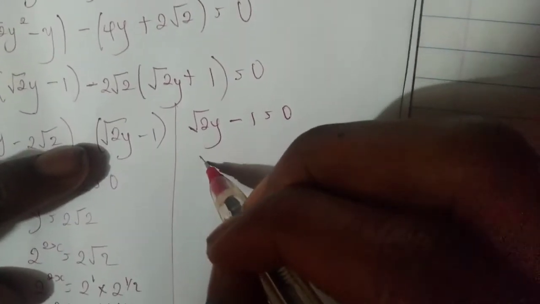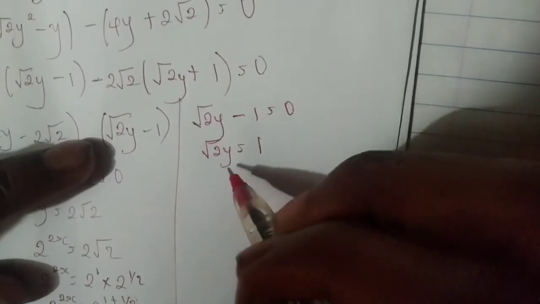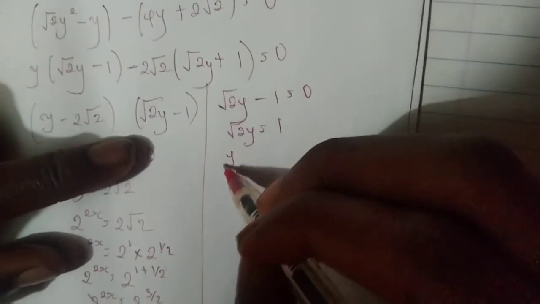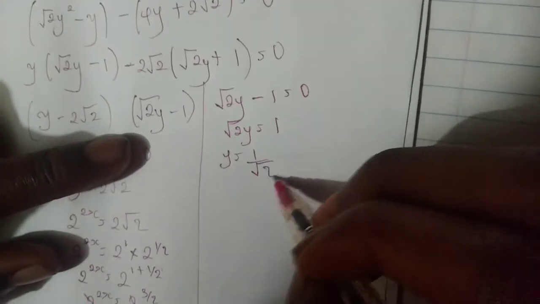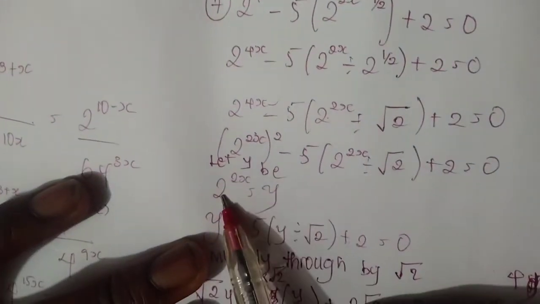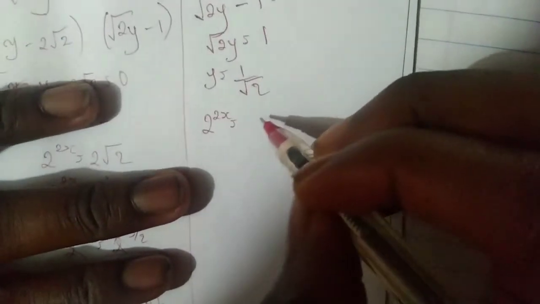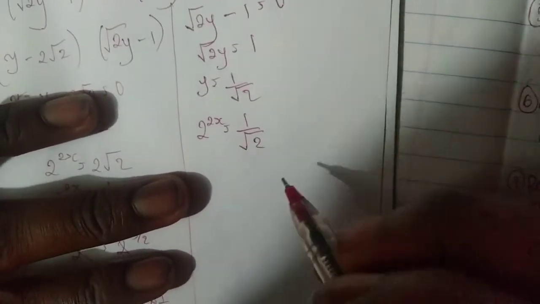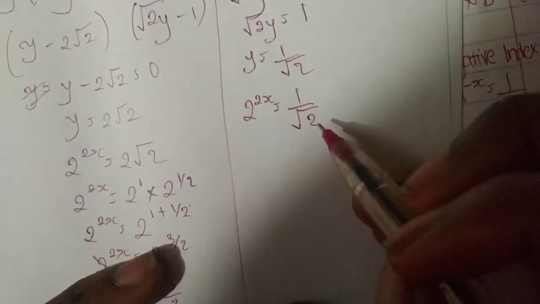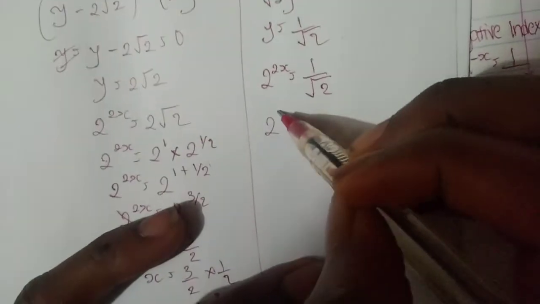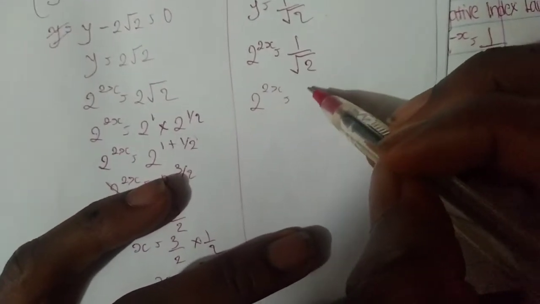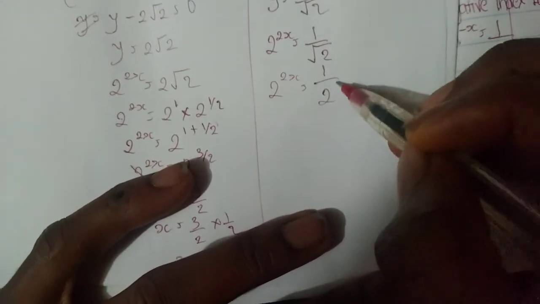So we have root 2y is equal to 1. Then we have y is equal to 1 over root 2. Recall that our y is equal to 2 raised to the power of 2x. So we can substitute that here. So y is equal to 2 raised to the power of 2x is equal to 1 all over root 2. So what do we do? So this is 2 raised to the power of 2x is equal to 1 all over 2 raised to the power of 1 over 2.